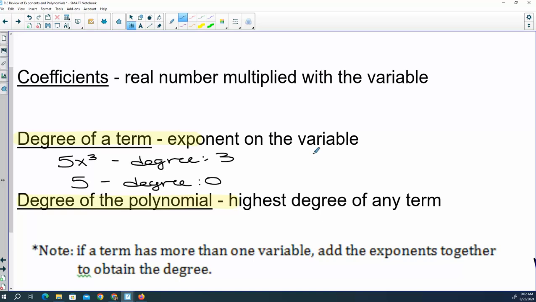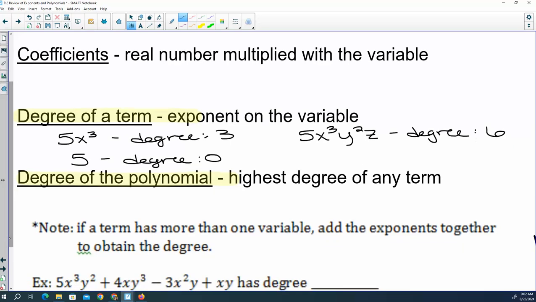If I said 5x to the third y squared z, degree is like how many variables? This term has 3 x's, 2 y's, and 1 z. So what is my degree? Yep. So all together in that term we have 6. And then in a polynomial, when you have a lot of these things added together, the degree is just the biggest one.